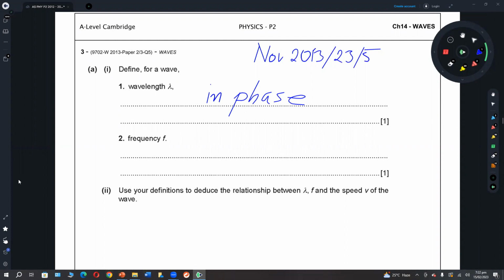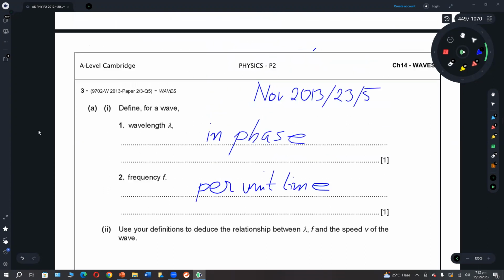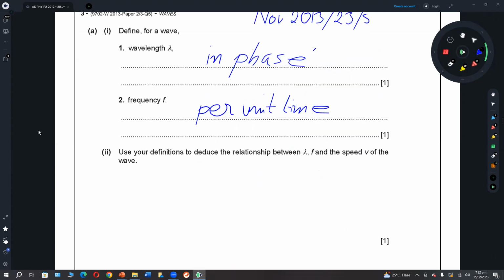What about frequency? Number of oscillations per unit time. This is a good point to remember, that never say per second. Always say per unit time, because when you are defining a physical quantity, you should never mention a unit. Time is the quantity, but second is a unit. You should never mention a unit in a definition.